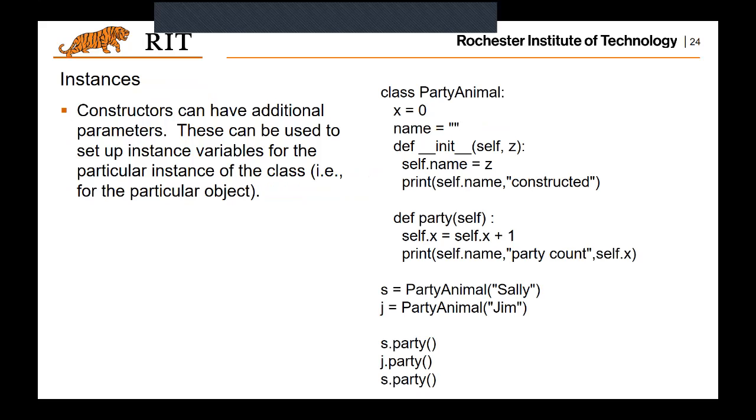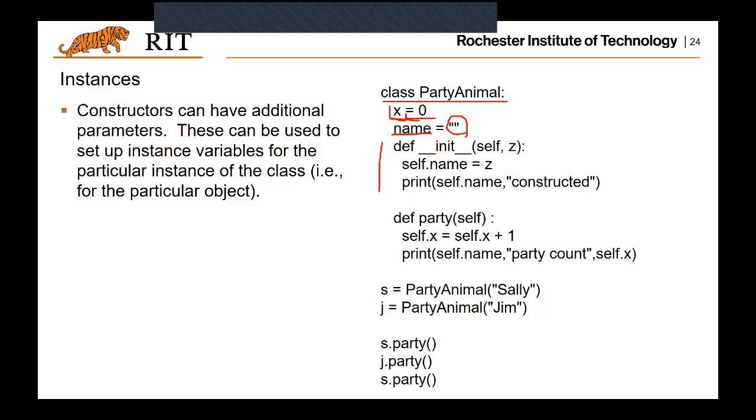Let's look at one example. Again, we have a party animal, and we have two attributes. One is the number of parties you had, and another one is a name. This party animal could have a name, right? And to initialize it, just put nothing here. Initially, it's an empty string.